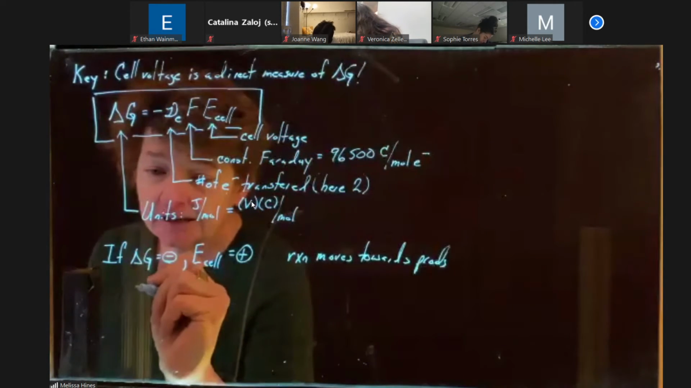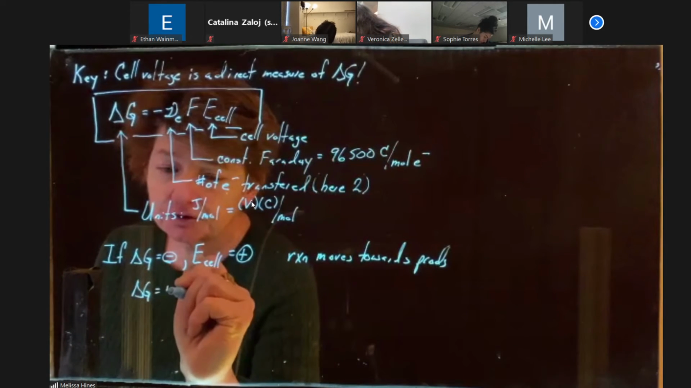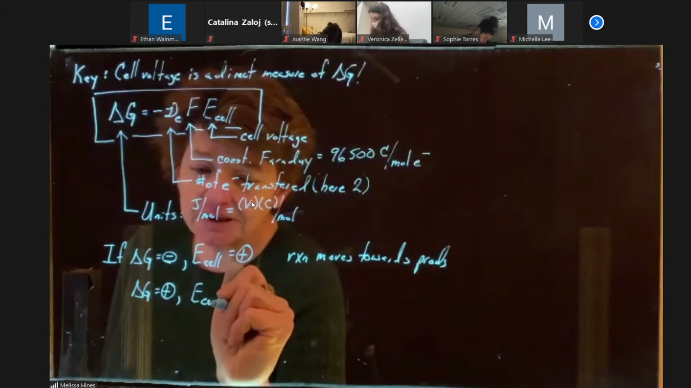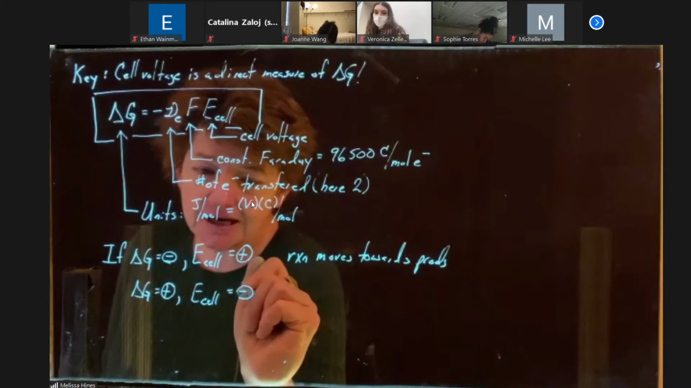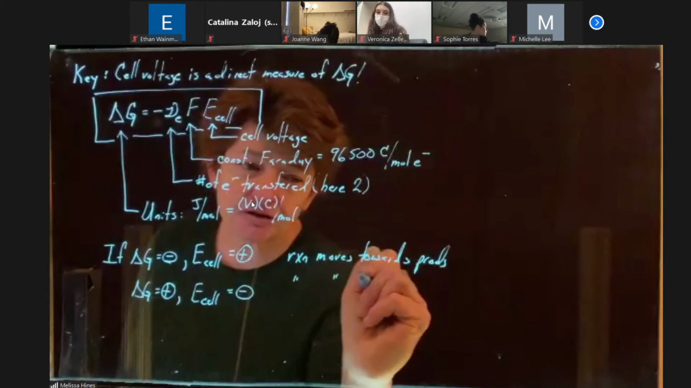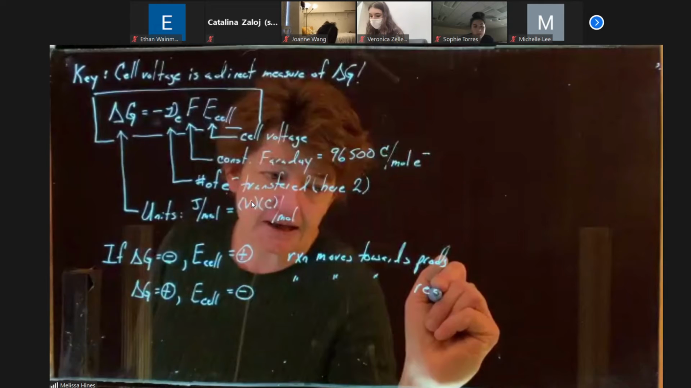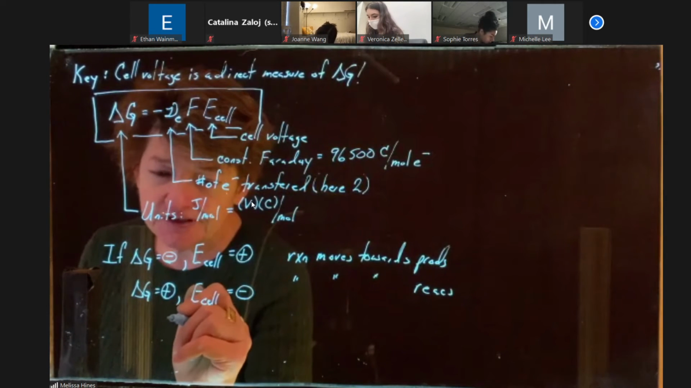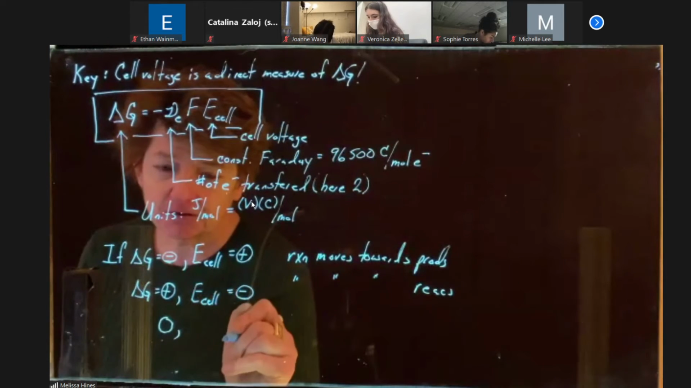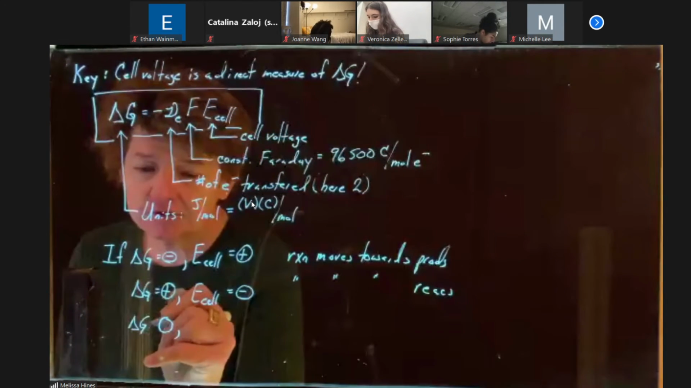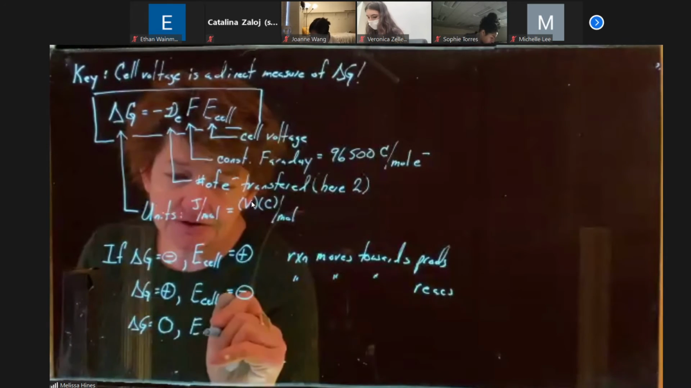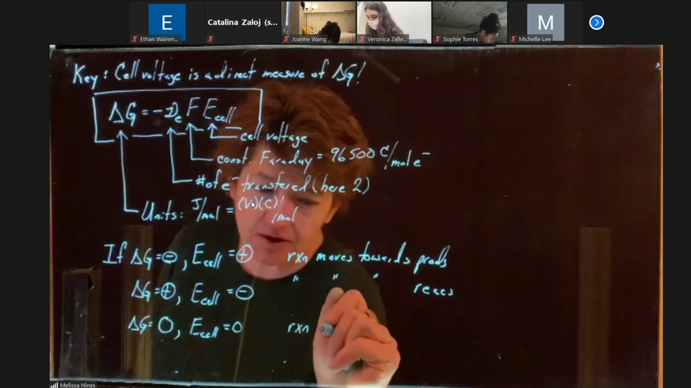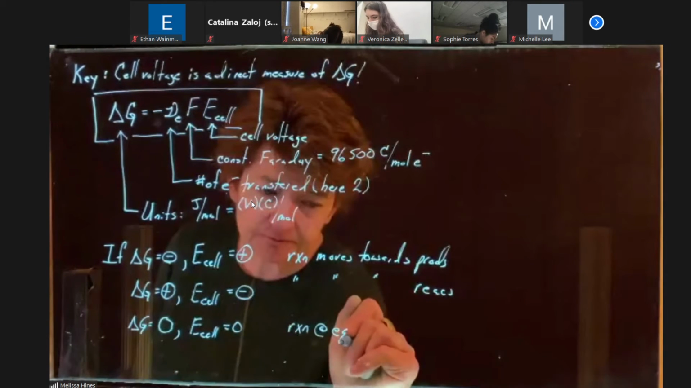On the other hand, if delta G is a positive number, then E cell is going to be negative. There's the sign flip, and our reaction moves towards reactants. And finally, and this is very important, if delta G is equal to 0, it follows that E cell is also equal to 0. And of course, then the reaction is at equilibrium.